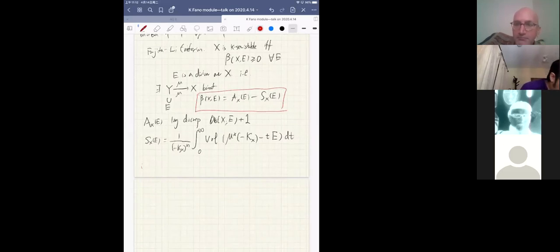So basically, we can also define A(X,E) divided by S(X,E), and I take the infimum over all the possible divisors E. I call this the delta invariant of X. This was originally defined by Fujita and Odaka, but the current definition I use was basically from Blum and Jonsson.